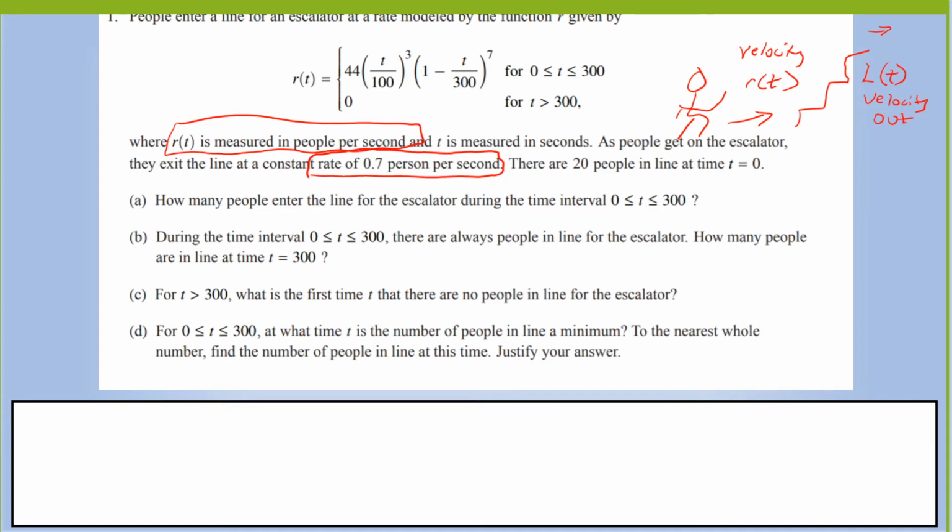Call this velocity in and velocity out. Okay, what I want to know is how many people entered the line for the escalator from 0 to 300. So I'm over to Sarah. If I have here RT, a velocity of how fast people are entering the line in people per second, do I need to derive that or integrate to figure out how many people entered the escalator?